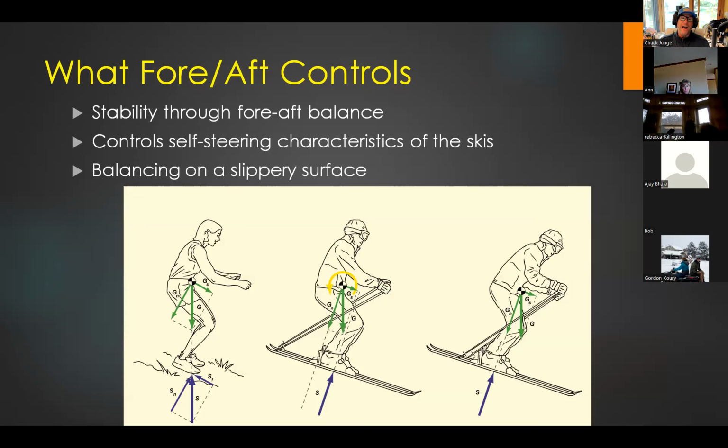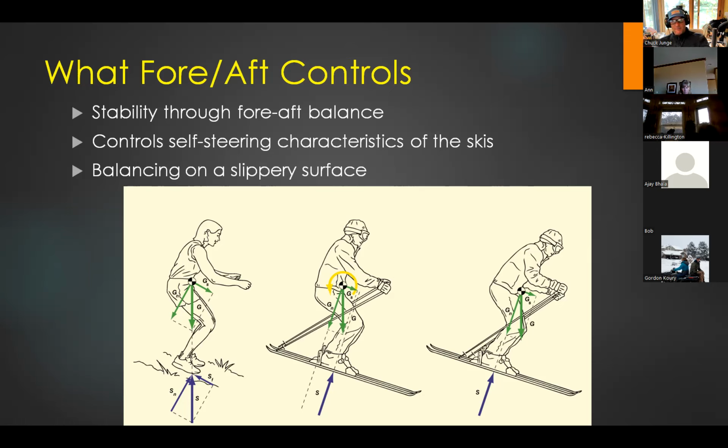Fore aft. What does fore aft control? It controls the stability of our fore aft balance, our ability to move along the length of the skis, basically. It controls the self-steering characteristics of the skis. In level 1 and level 2, we really don't talk about the skis as a turner as much as we do in level 3. It's very important that we talk about how the skis are designed to turn as we move up to higher levels, because people don't always have a strong understanding. This also controls our ability to balance on a slippery surface.